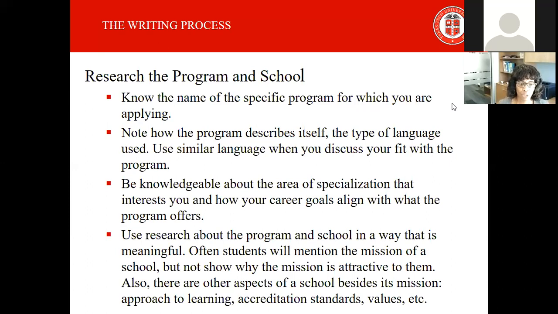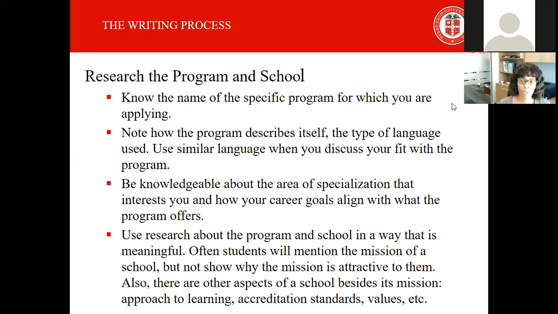Also, you'll want to make sure that you use research about the program and the school in a way that is meaningful. And I give the example here of how often students will mention the mission of a school. And this is not something that you have to do in your personal statement, but sometimes students will do that. And they will do it because they want the audience to see that they've done some research about the program of the school. However, often when students do this, they don't show why the mission is attractive to them. They don't show why the mission is important to them. So they're not using the research in a meaningful way.